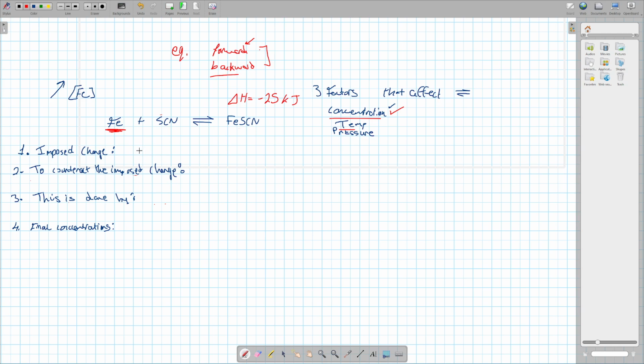Let's say now I decided to decrease the temperature. This is the imposed change. I decrease the temperature. Surely the system has to do the opposite, right? It has to counter it. So instead of decreasing the temperature, what will the system have to do? It will have to increase temperature. Okay, this is done by what? Let's see. We're decreasing the temperature, so it has to increase the temperature.